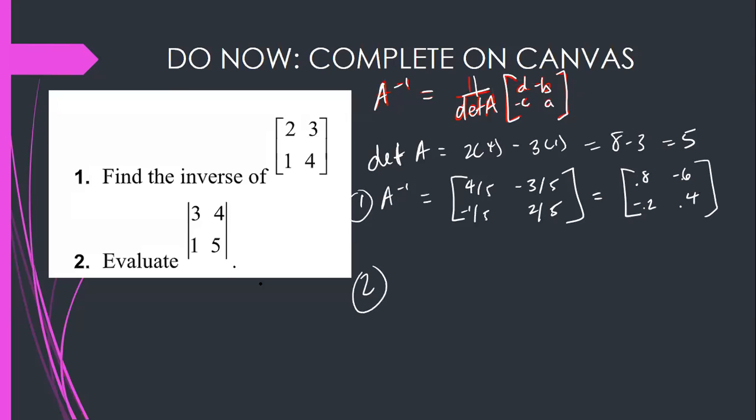Okay, on number 2, this is just a reminder of symbols. When you just see a matrix with the bars, that means it's asking you to find the determinant of that matrix. So the determinant of, let's call this matrix B, is going to equal 3 times 5 minus 4 times 1, which equals 15 minus 4, which equals 11. Okay? Questions, comments, concerns about the do now? How we do? Good? All right.